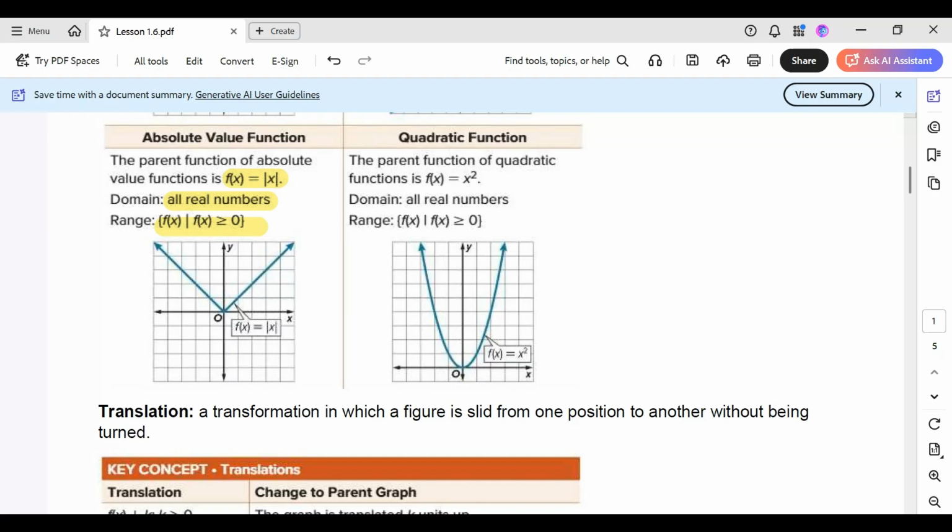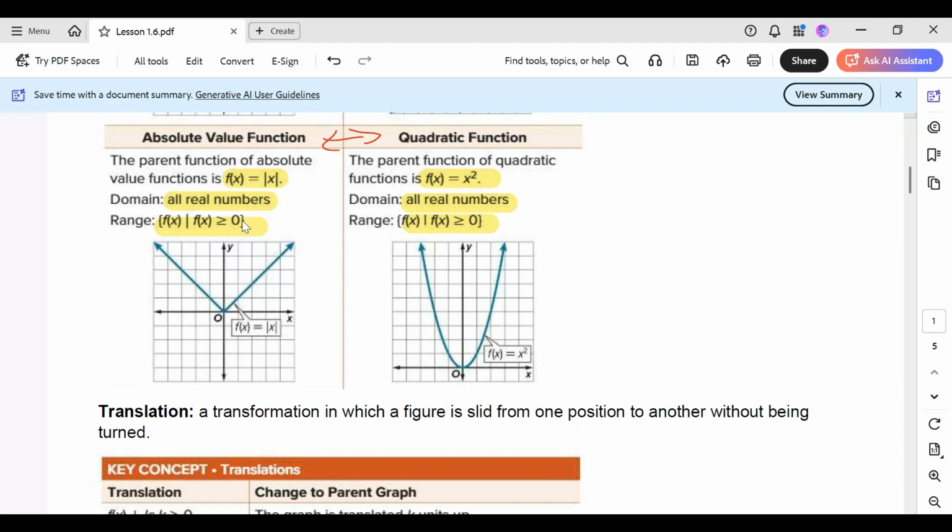The next one we have is our quadratic functions. It's our U-shaped graphs. One thing about them is the domain and our range are similar and interchangeable with our absolutes. They are basically the same, just depending on where they are.